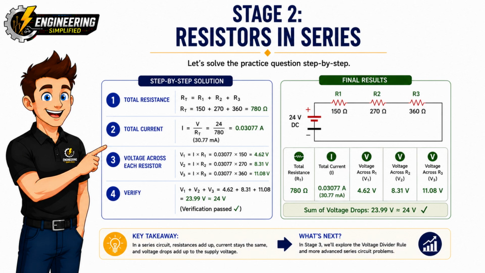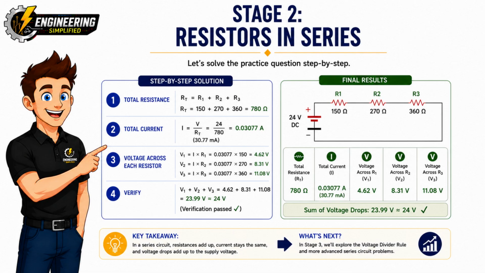Let's compare your answers with the worked solution and see how you got on. The first step was to calculate the total resistance. Because this is a series circuit, we simply add all three resistor values together. 150 ohms plus 270 ohms plus 360 ohms gives a total resistance of 780 ohms.